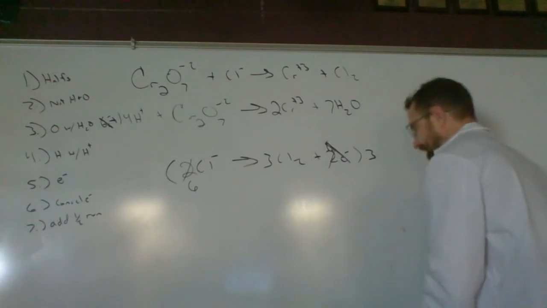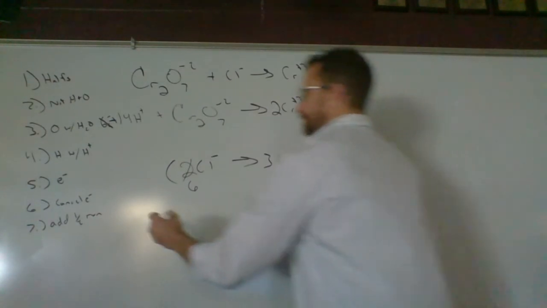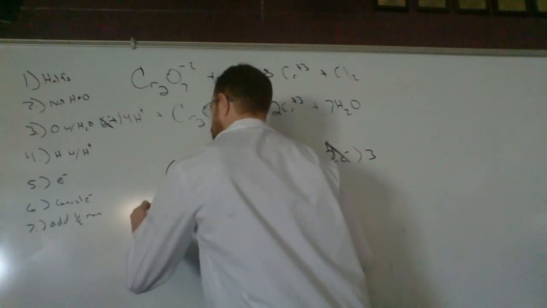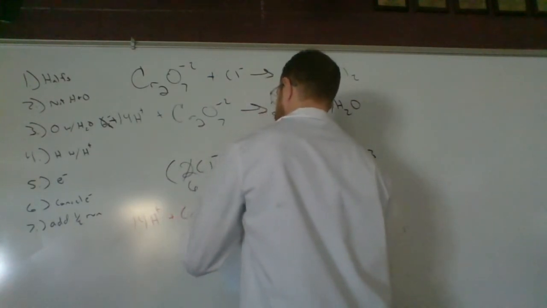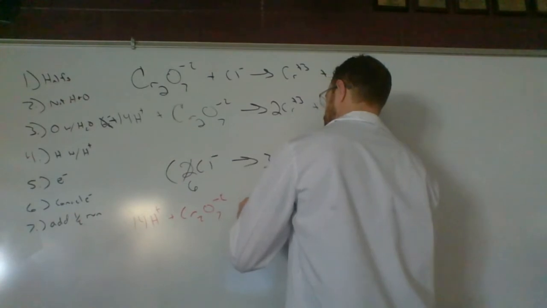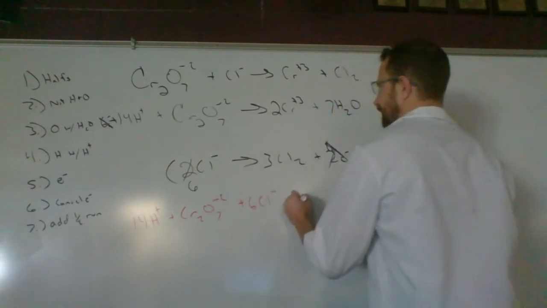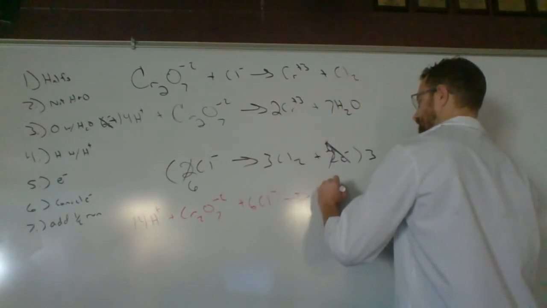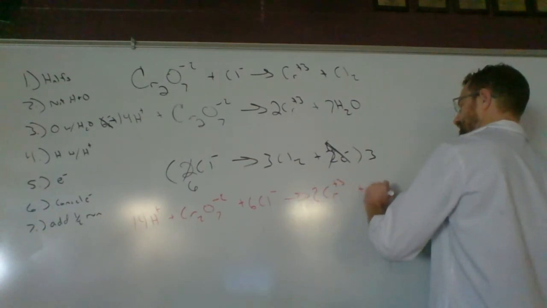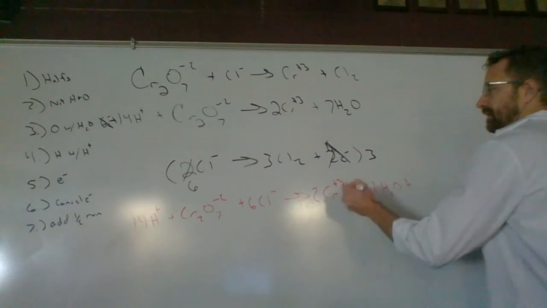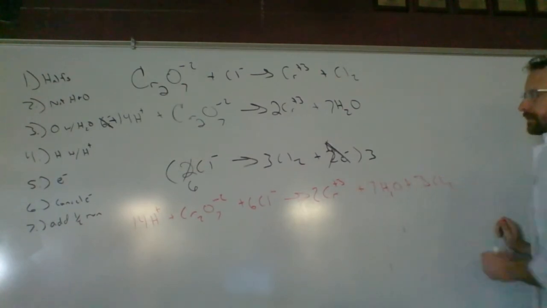As I add them back together, I'm going to go ahead and use red. So I'm going to say 14 H pluses plus Cr2O7 minus 2 plus 6 Cl minuses is going to make 2 Cr plus 3s plus 7 waters plus 3 chlorines.